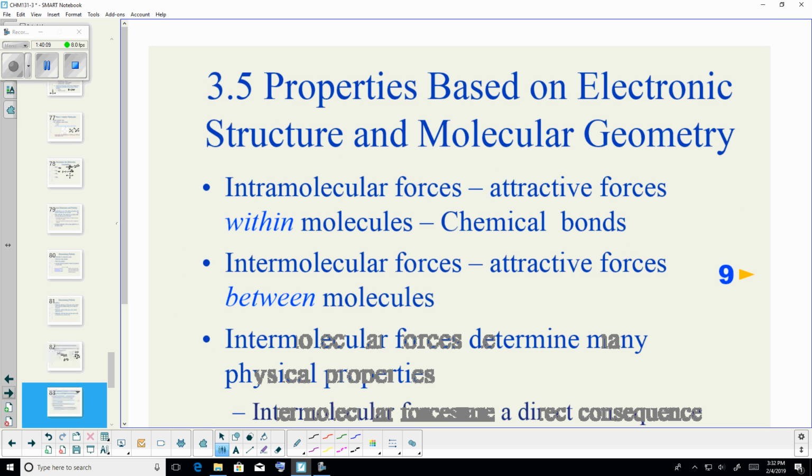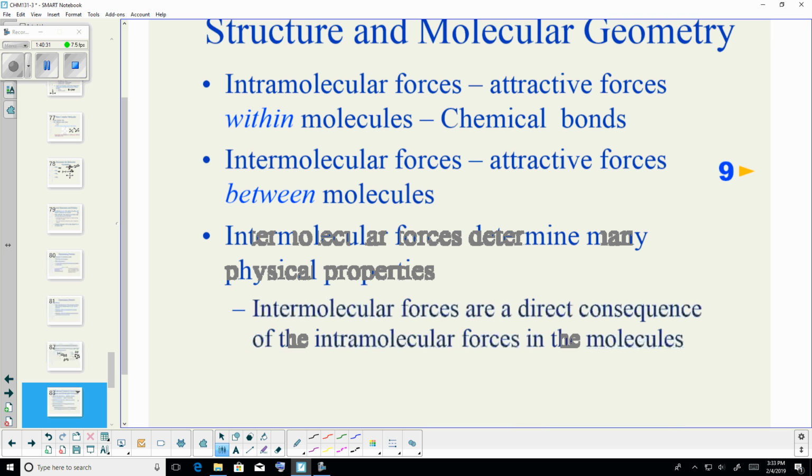So there's also what's called intramolecular forces. Those are the forces within the molecule. So those are the actual chemical bonds. Intermolecular forces are attractive forces between molecules. So they determine many physical properties, and they're a direct result of the intramolecular forces.